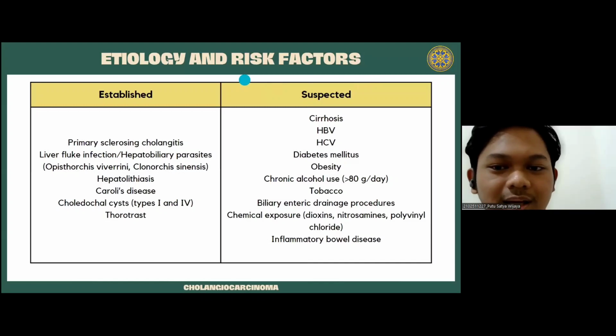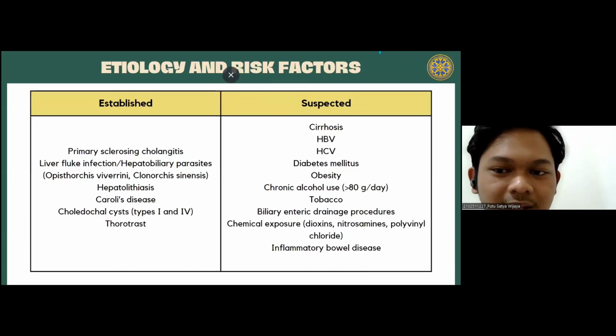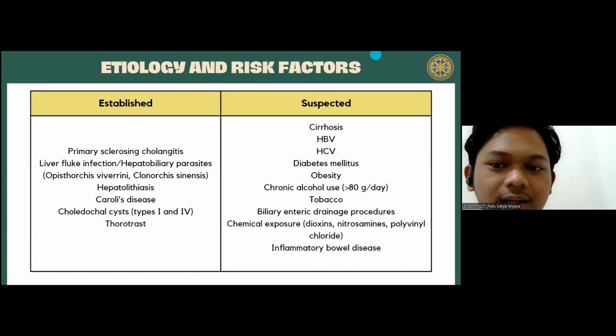Okay, so the etiology and risk factors for CCA are quite complex and not fully understood yet. So I would explain it in two different parts, the fully established ones and the suspected ones, which would require more extensive research and evidence. So the established risk factors are as the following: primary sclerosing cholangitis or PSC, then liver fluke infection or other hepatobiliary parasites, then hepatolithiasis, choledochal cysts, especially type 1 and 4, Caroli's disease, and thorotrast.